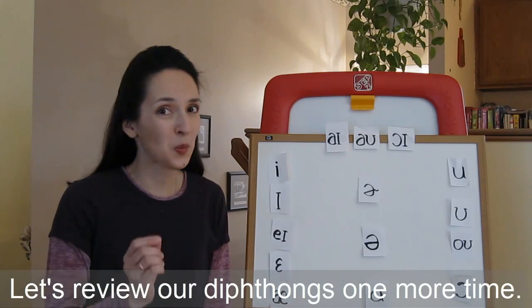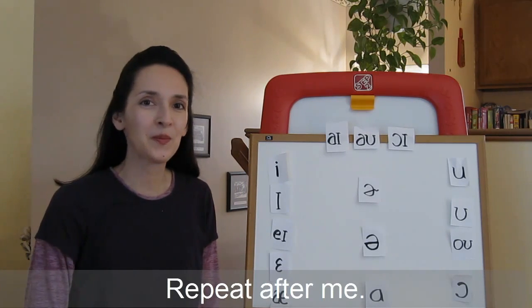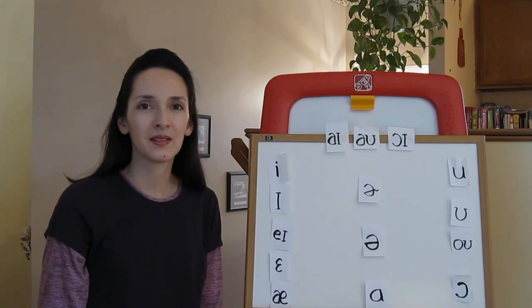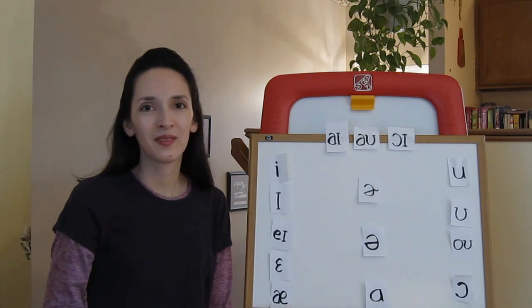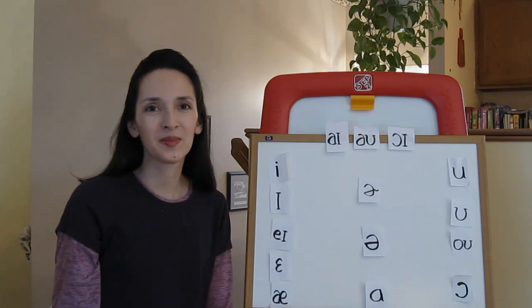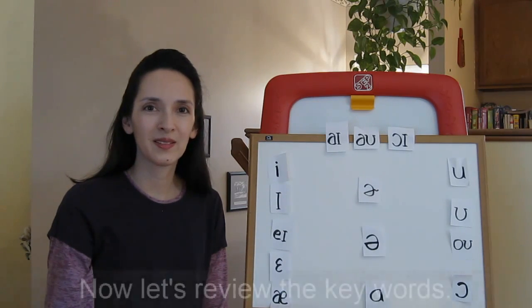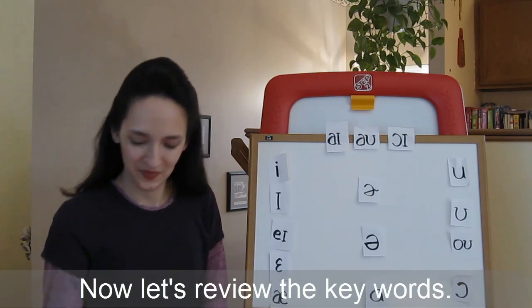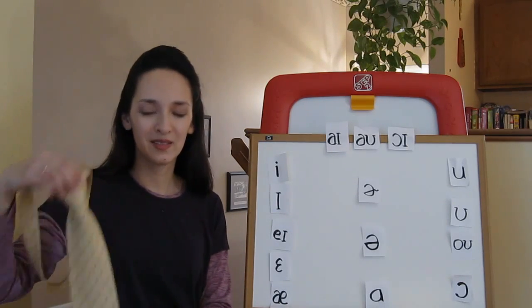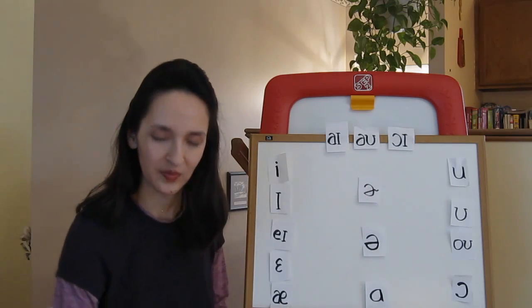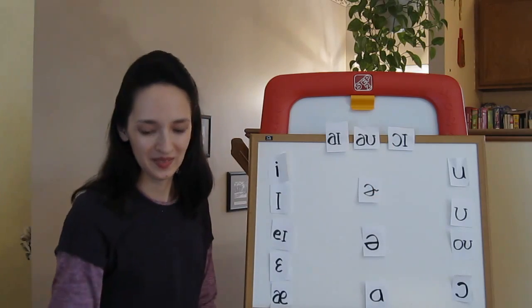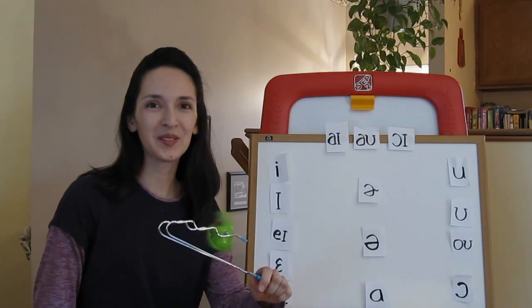Let's review our diphthongs one more time. Repeat after me. I, ow, oi. Now let's review the key words. I, tie. Ow, cow. Oi, toy.